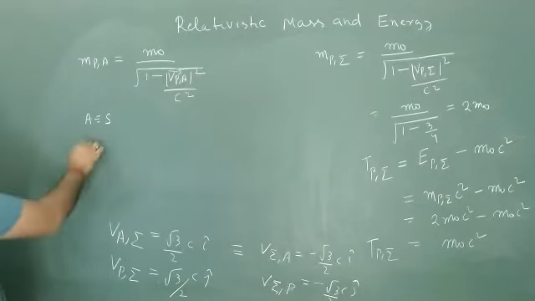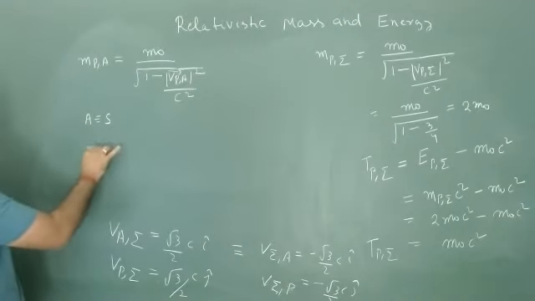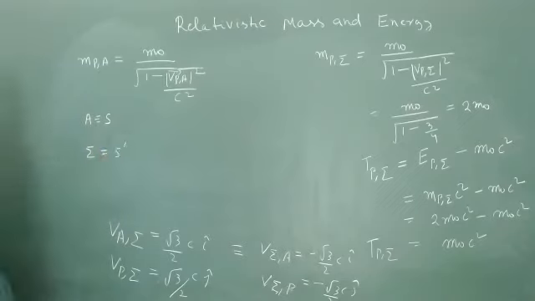And what will be my sigma? What will be my S dash frame? Obviously, sigma will be my S dash frame. And what is my UX dash, or what will be my particle? Obviously, the particle is given as particle here.